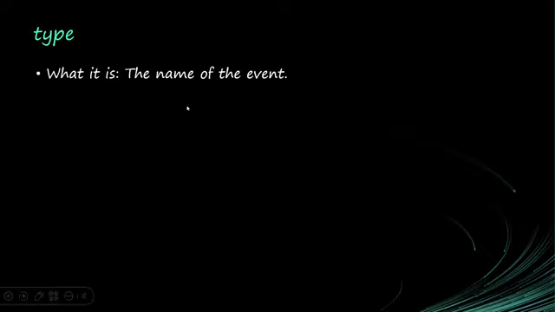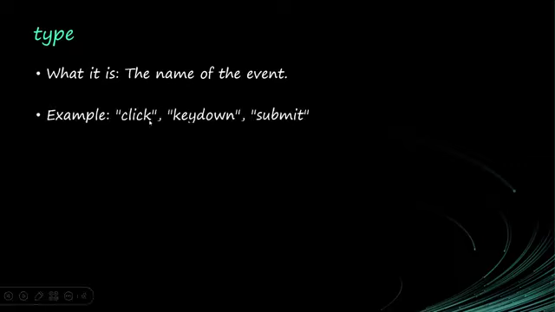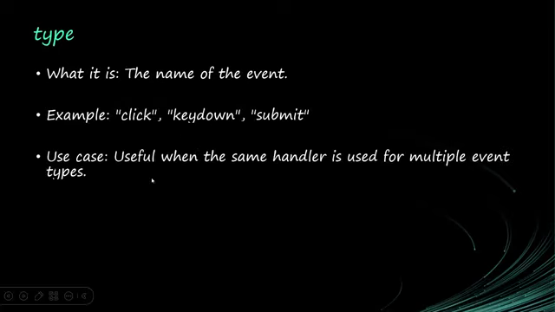So is it a click event? Is it a mouse over? Is it a key press? Whatever the type is, this type basically gives you the name of the event. For example, it could be a click event, a keydown event, or a submit event. So it is useful when the same handler is used for multiple event types.